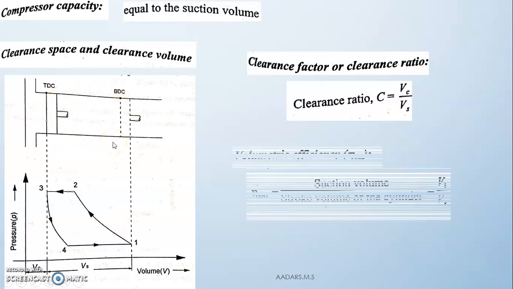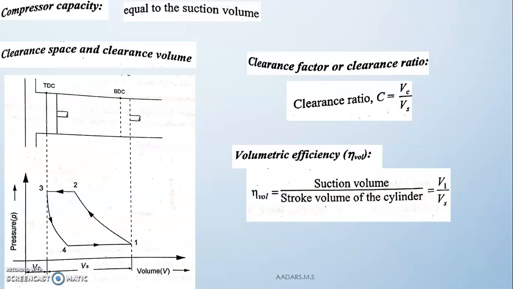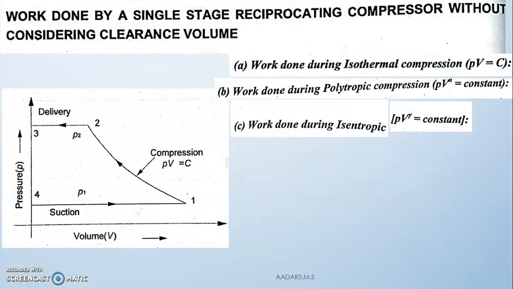Okay. And the next term we have to go through is the volumetric efficiency. It is the suction volume by stroke volume of the cylinder. So this term we have to study before going to the derivation for the reciprocating compressor. So in this module we will be giving equal importance to derivations and problems, and for the 6th module we will be giving more importance to the derivations. Okay. So first we will study the work done by a single stage reciprocating compressor without considering the clearance volume.